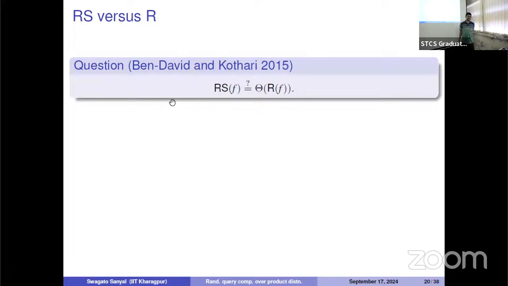Benjamin and Kothari asked whether RS and R are the same, which is probably Kavita's question. If RS is equal to R asymptotically, then you also have a perfect composition here for randomized query complexity. This is also interesting in its own right. It captures the question of the relative difficulty of distinguishing two inputs on which G is different versus classifying a given input.